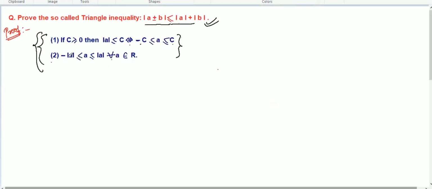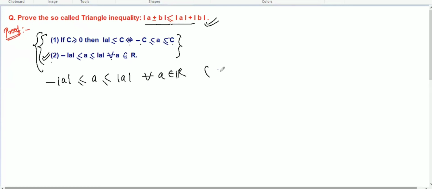So these two properties, we are going to use this here. So start with the observations. Take this one. Okay, so the second property, we are going to use it here: minus of absolute value of A less than equal to A less than equal to absolute value of A for all A belonging to real numbers.